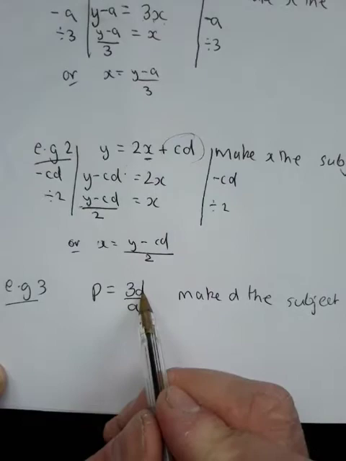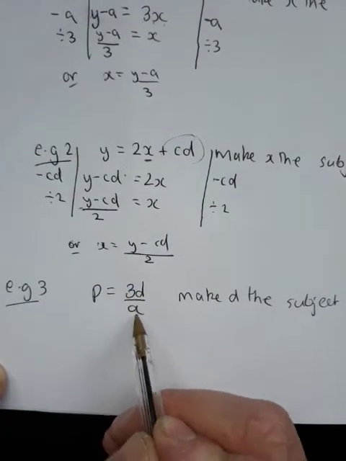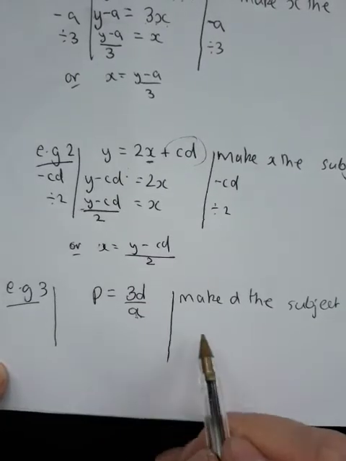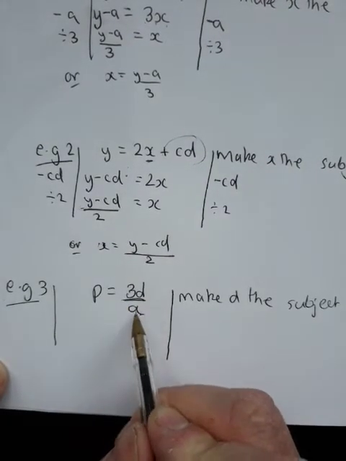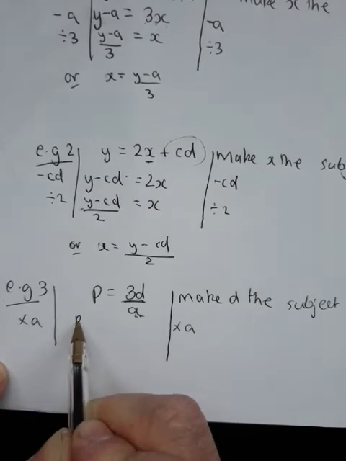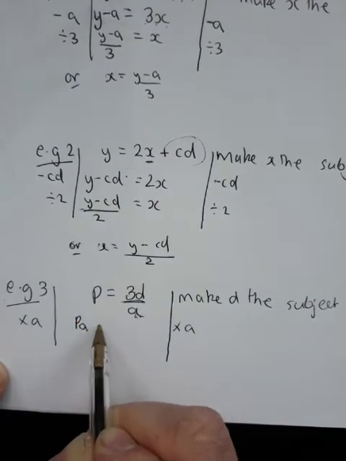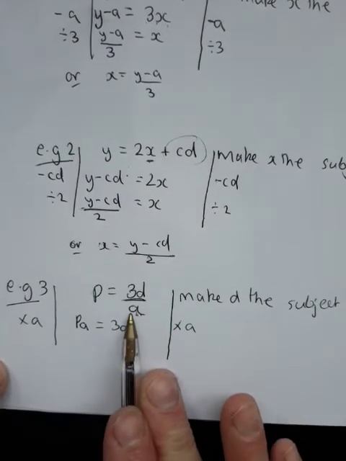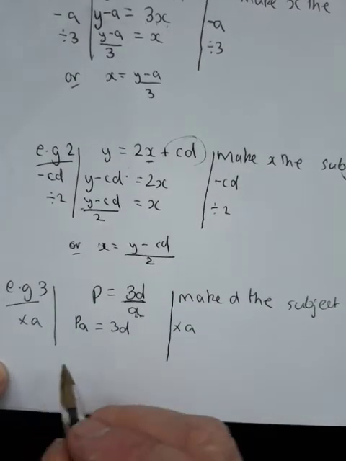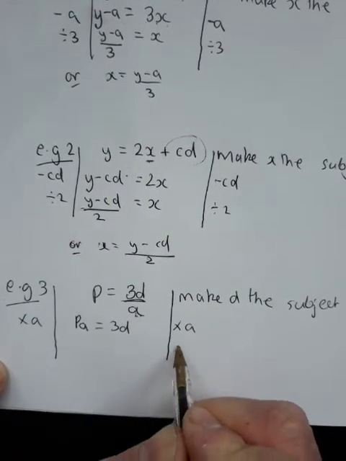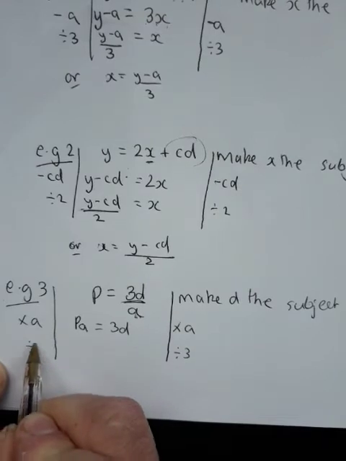What's stopping d being on its own? Well, a 3 and the a, but I want to get rid of that a first because it's a denominator. It makes my life harder if I don't get rid of that. So that means divide by a, so I'm going to times both sides by a. So we get pa on the left hand side and 3d on the right hand side. The times by a has got rid of that divide by a. What's stopping d being on its own now? The 3. So we can divide both sides by 3.